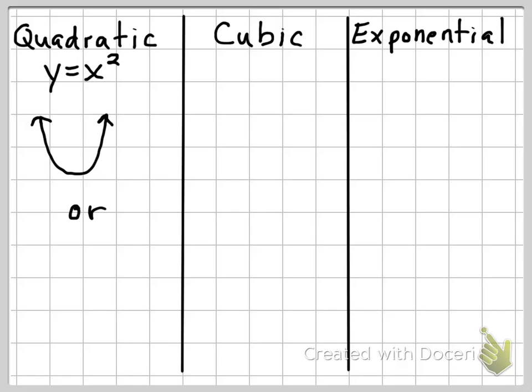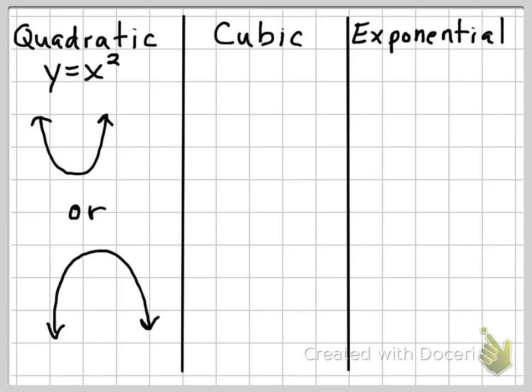Okay, or it could be facing down. It doesn't matter whether it's pointing up or pointing down. You can see it's the same basic shape. So it doesn't matter where on the graph. If it looks like this or this, it's quadratic.